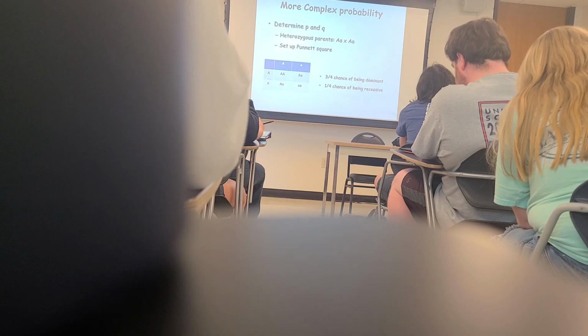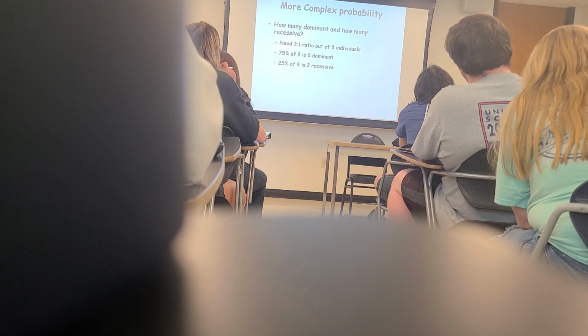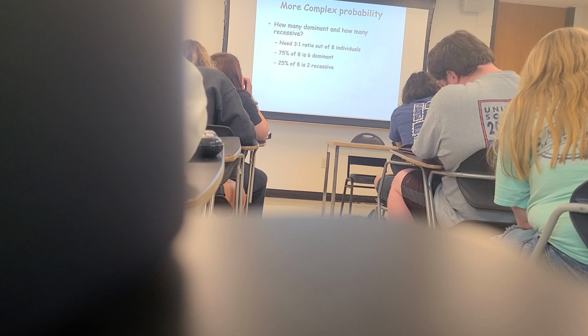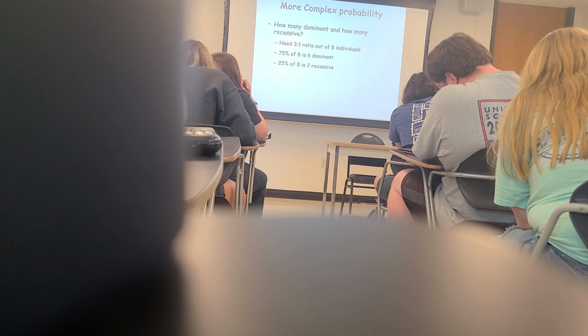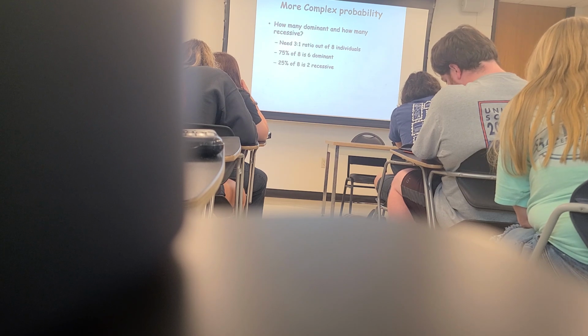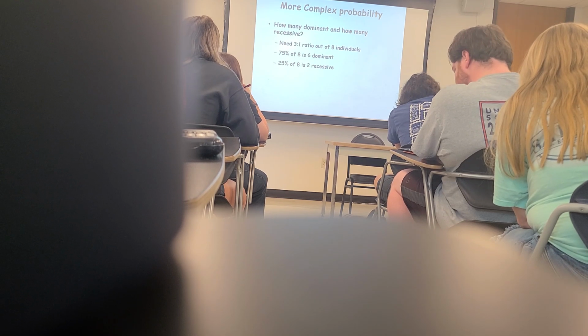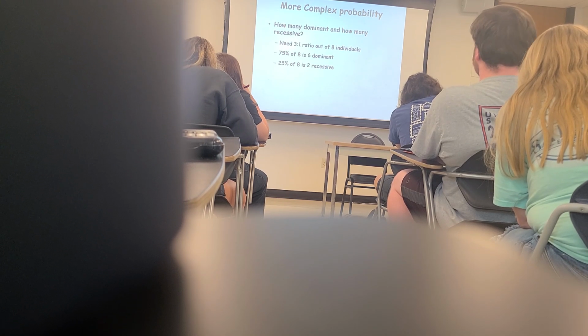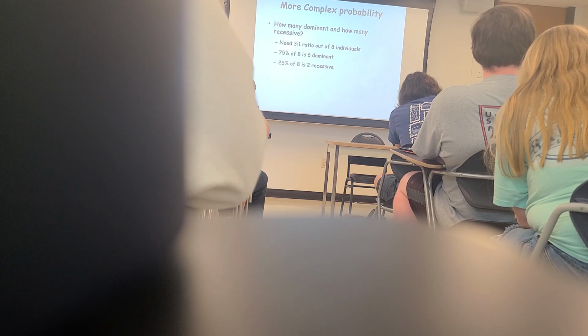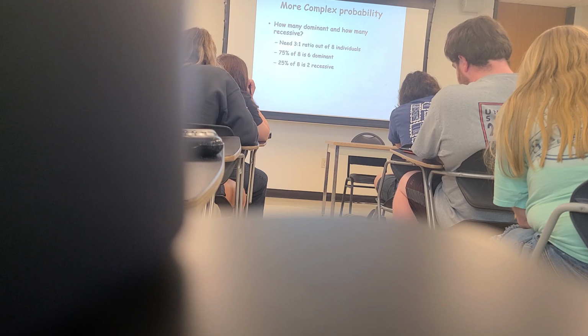The other way to do it is to simply take 8 times 75% and 8 times 25%, because that's the probability of getting dominant versus recessive, and then calculating it that way. It doesn't really matter how you do it, but eventually you need to arrive at an answer of how many of one and how many of the other. So this one is 6, and I'll put 2 there.